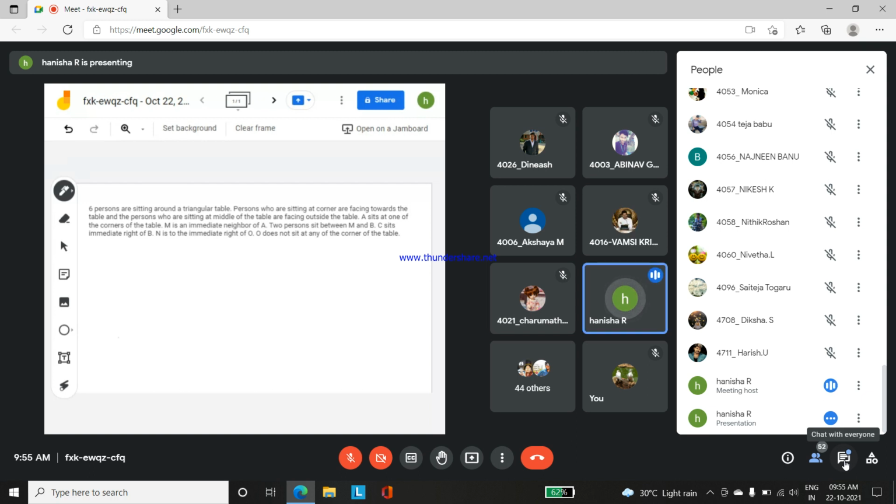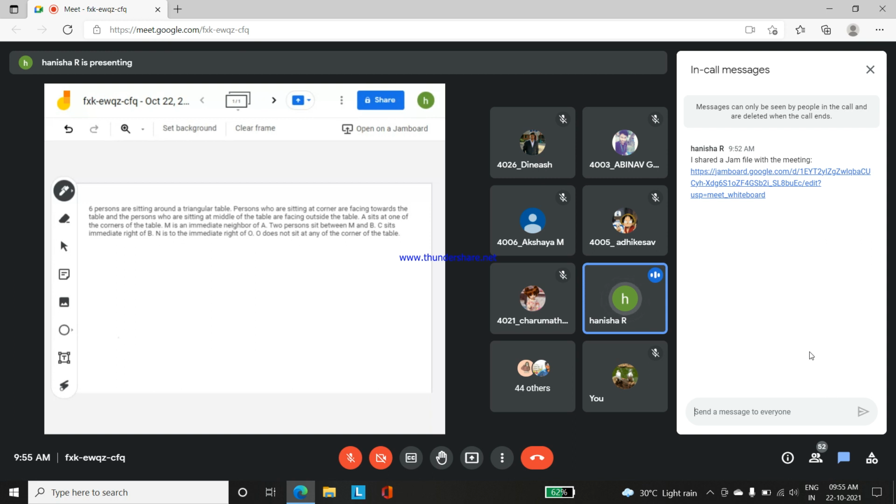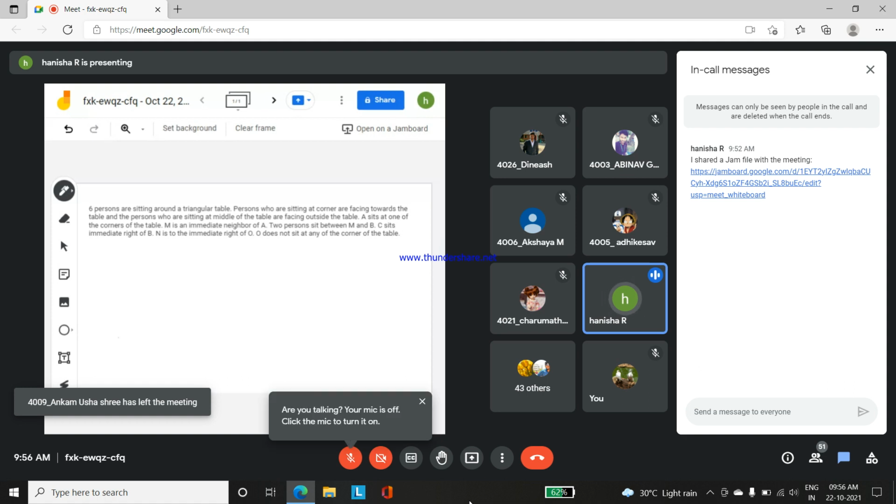So today's class we're going to continue with the same seating arrangement puzzle, like before the previous week. Last week was a holiday, so we did not have any class the previous week. But before that, I started the seating arrangement class for you. I started with a simple question explaining the important things you must know for solving a seating arrangement question.